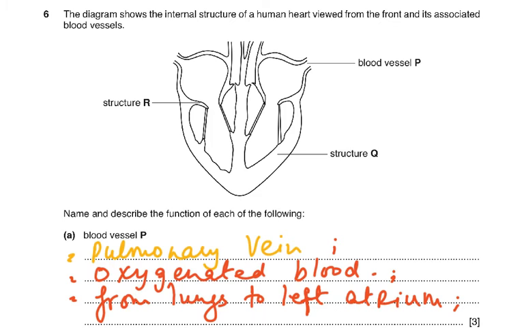The diagram shows the internal structure of a human heart. It's question 6, viewed from the front, and associated blood vessels. Blood vessel P, we all know this is the right side of the heart. This is the left side of the heart.